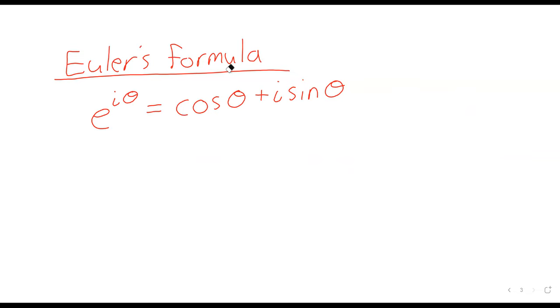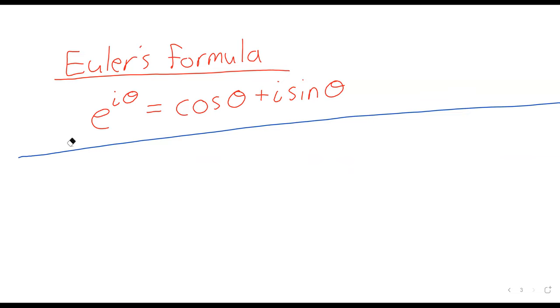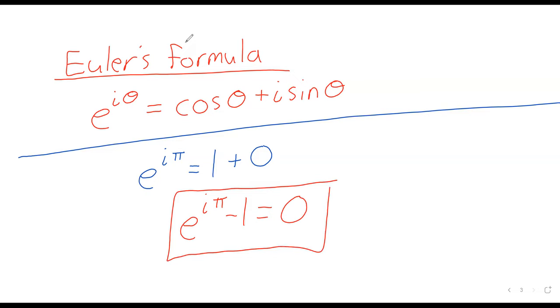This is sort of a bit of, I think of it as a bit of trivia. I'm not as sold on this being interesting as some people are, but if we put the number pi in here, the cosine of pi is negative 1 and the sine of pi is 0. And you can then rewrite this as e to the i pi plus 1 equals 0. And this is also named after Euler. It's called his identity instead of his formula.